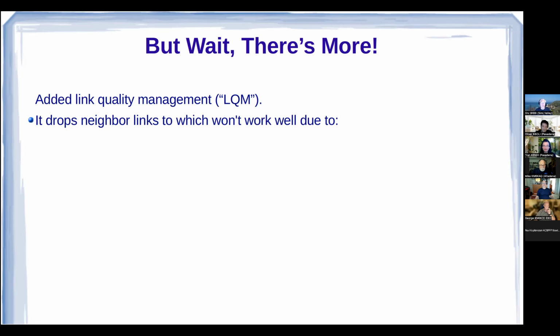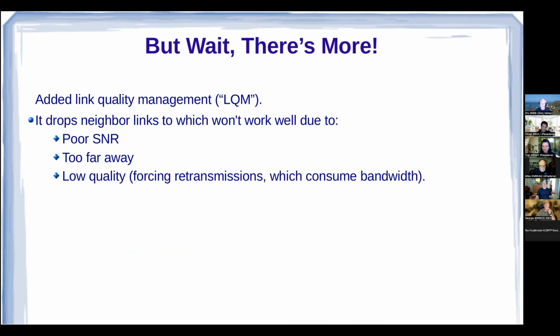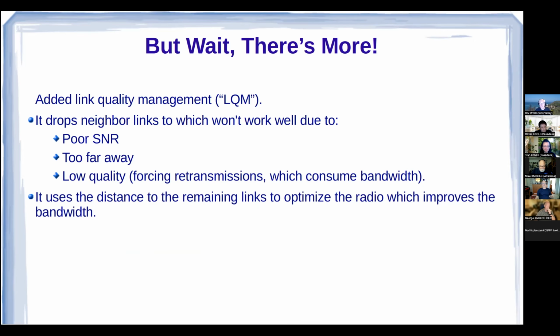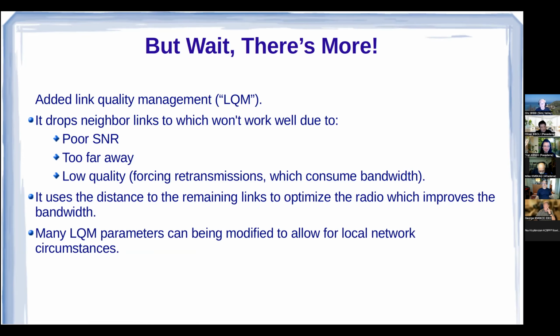So anyway, if LQM finds really crummy links that have really bad SNRs, signal to noise ratios, too far away, or low quality. Low quality means you have a lot of retransmissions, and we have a limited amount of bandwidth, so we really want to limit unnecessary use of that bandwidth. And it uses the distance to optimize the transmission rate and timing of the link. They are customizable because it turns out a lot of people have been depending on really crummy links, and the defaults will chop them off, so you can fine-tune them.